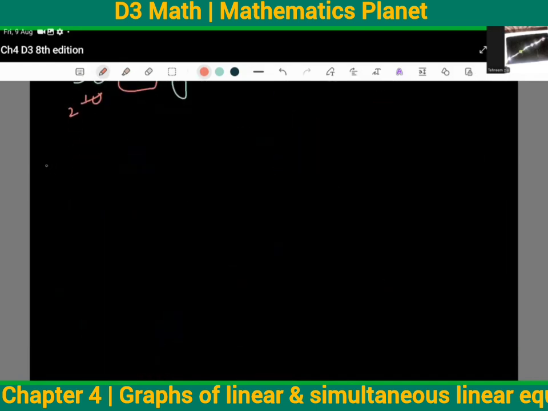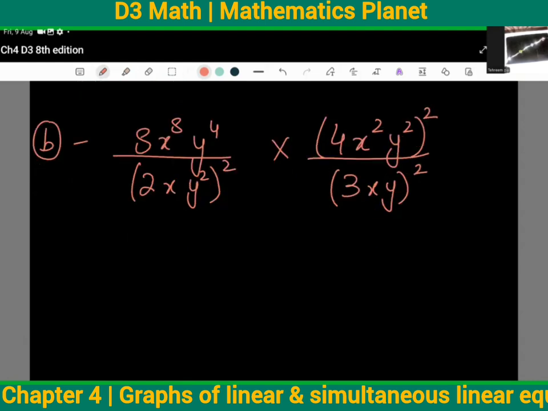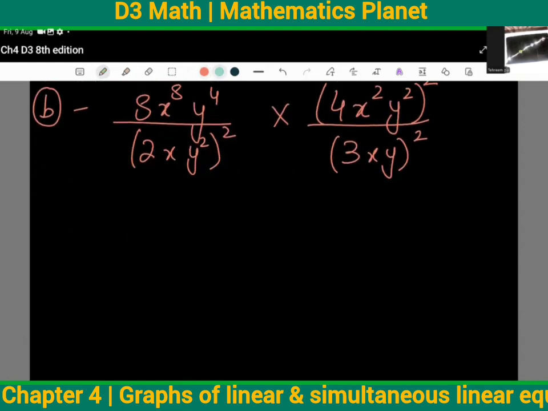Okay, B part. 8x^8 y^4 divided by 2x y^2 squared, multiplied by 4x^2 y^2 squared divided by 3xy^2. So you can see, first of all, we are going to open the brackets.